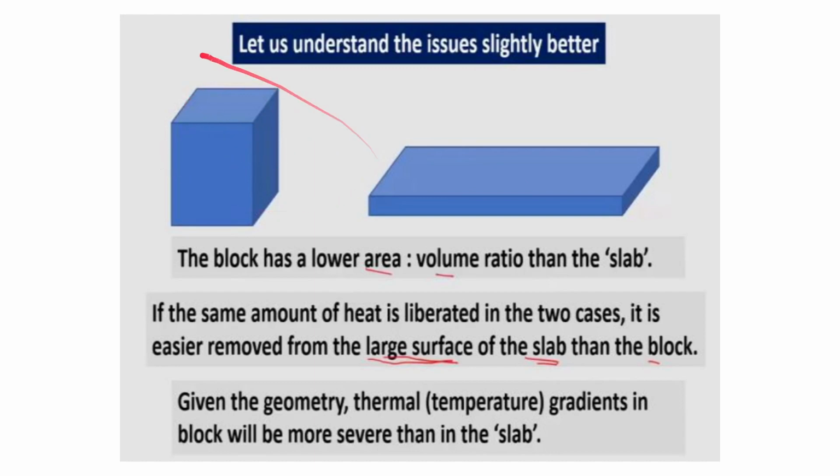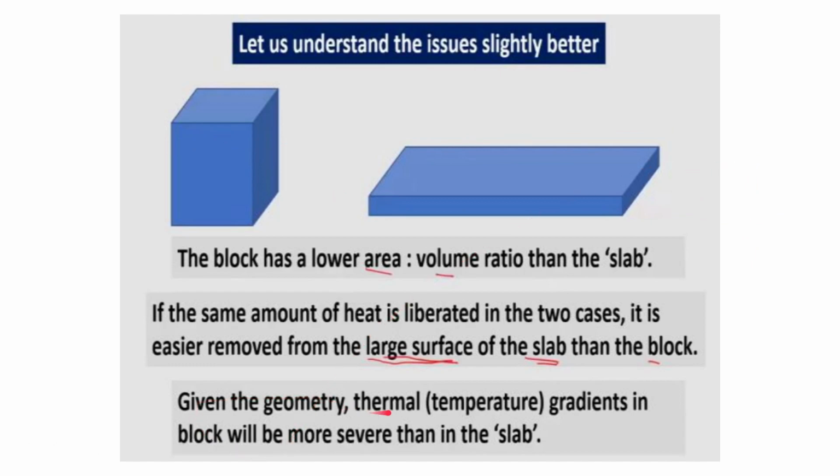Any surface area if you consider, basically it will have a more area to volume ratio as compared to this one. So if the same amount of heat is liberated in these two cases, it will be more easily removed from the large surface area of the slab as compared to the block, because more is the area for the liberation of heat, so larger will be the amount of heat liberated.